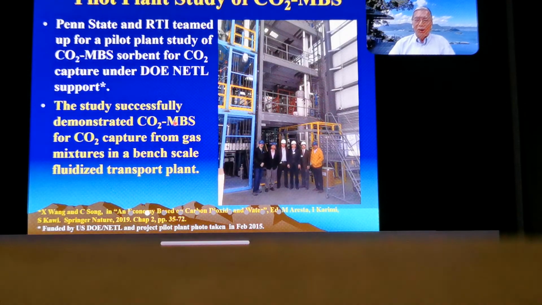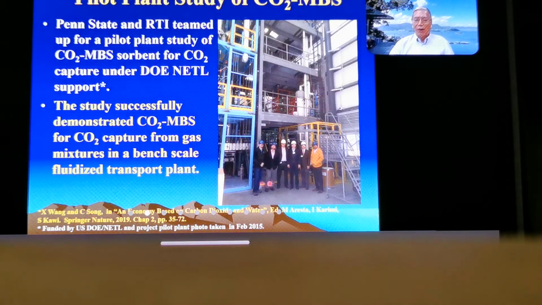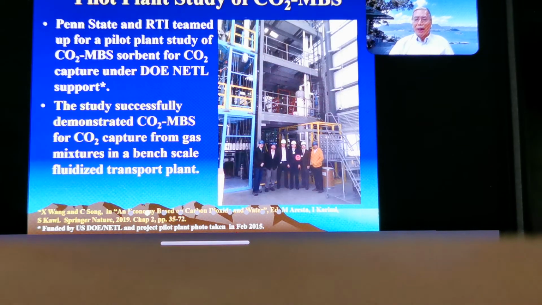But to show you, this is a picture of our pilot plant, where I'm sitting along with my collaborators and also our industrial co-workers who actually built the plant for our project. This is a 4-story high plant. I'm standing on the first floor. The top of the reactor is on the 4th floor.